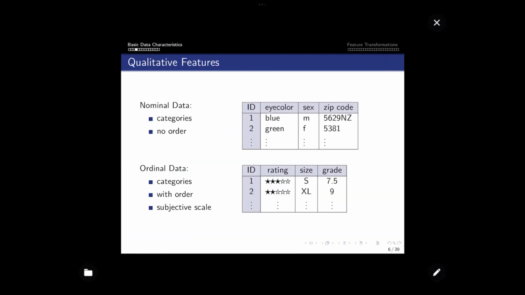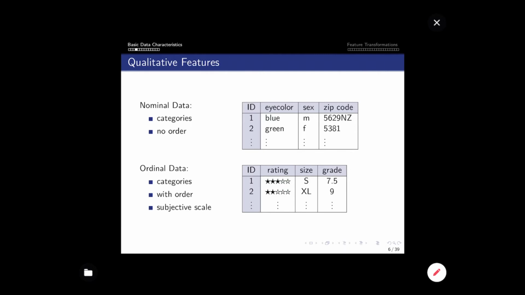So first of all, qualitative features: we have here either nominal data or ordinal data. Nominal data are usually categories which have no order, like for example, blue is not bigger or more than green, so you cannot say anything like that. And ordinal data is similar, but there you have an order. But the thing is that the scale usually is quite subjective, so you don't really know what it means to consider the distance between the elements.